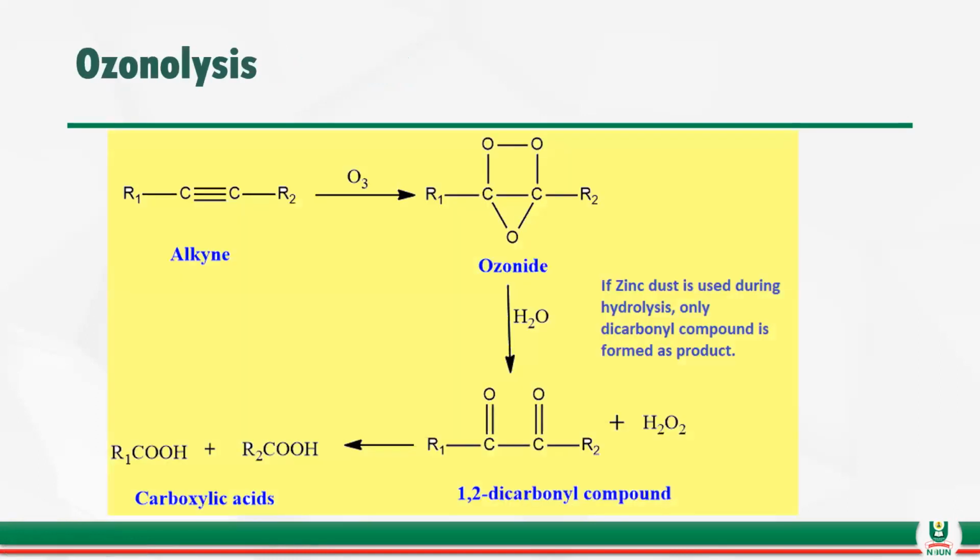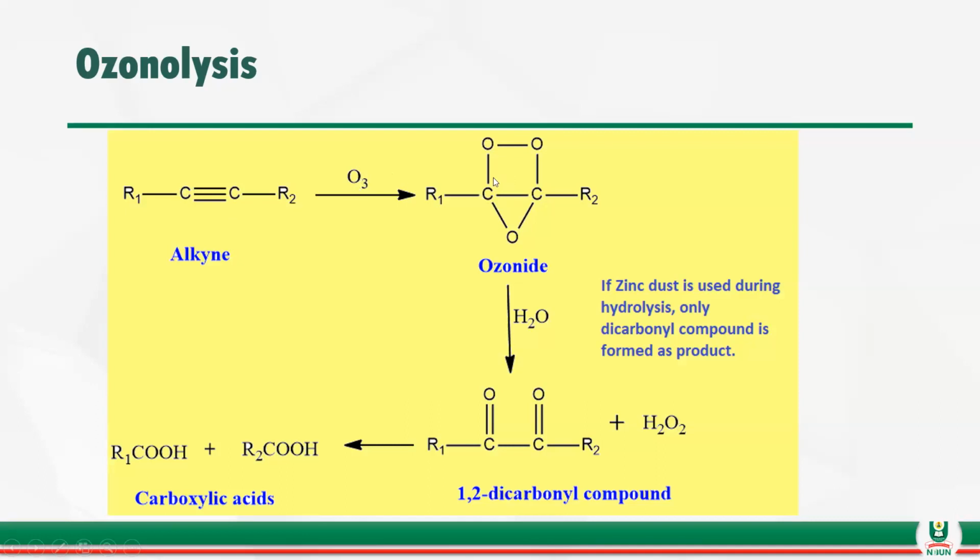Ozonolysis of alkynes. Do you remember when we discussed ozonolysis of alkenes? And then we said that we are going to get aldehydes or ketones. But for alkynes, you are going to get a dicarbonyl or a carboxylic acid. So this is our alkyne undergoing ozonolysis.